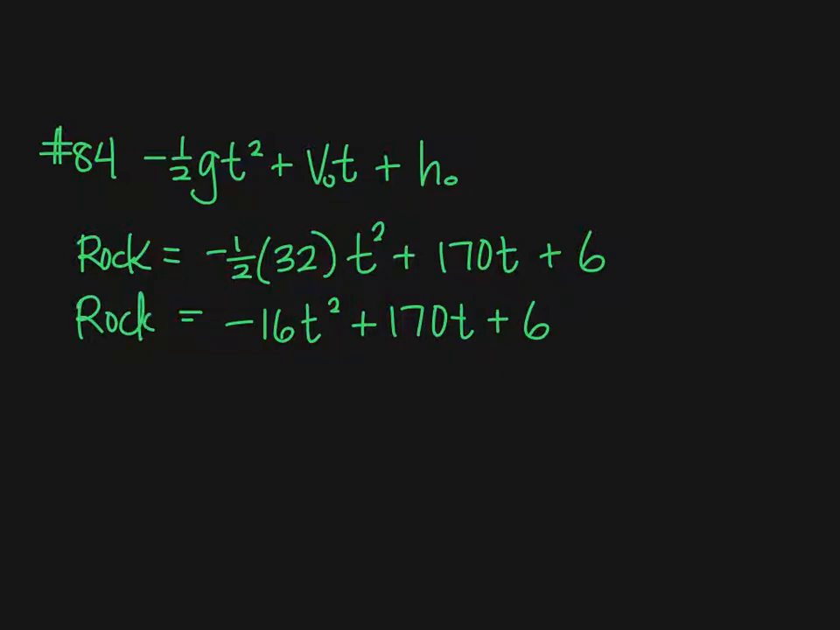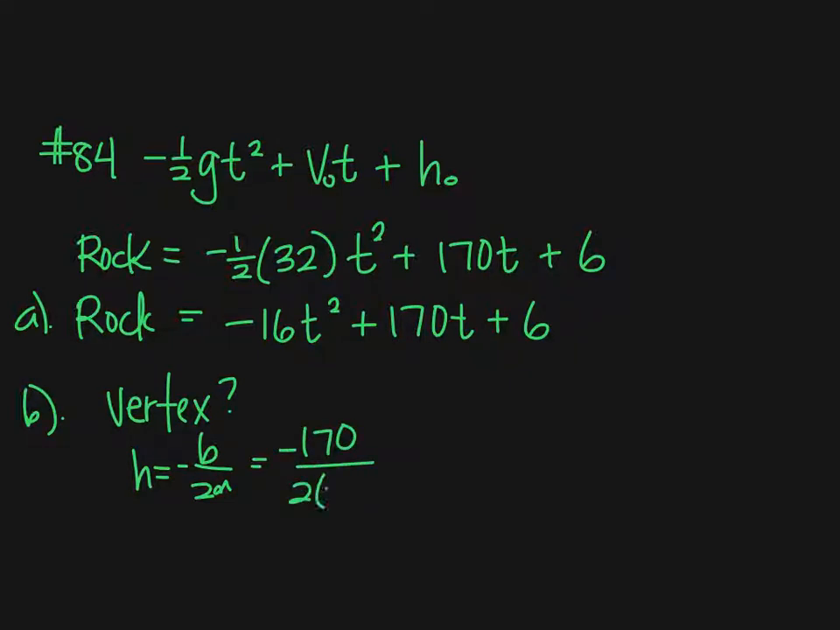All right, so that's part A. So that's done. Part B, what is the maximum height and when will it get there? What is it really asking you for? It's asking you for the vertex, right? So this is part A. Part B, they want to know maximum height, so they want to know the vertex. And so we're going to do negative b over 2a. So negative 170 over 2 times negative 16. So negative 170 over negative 32.